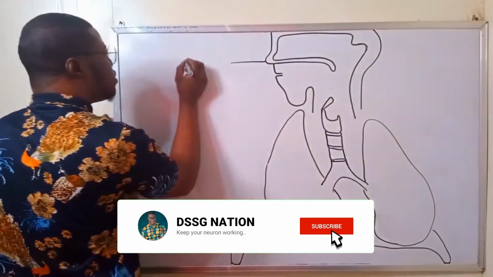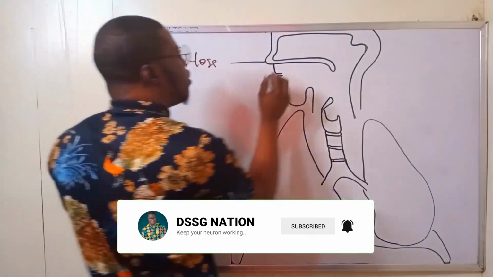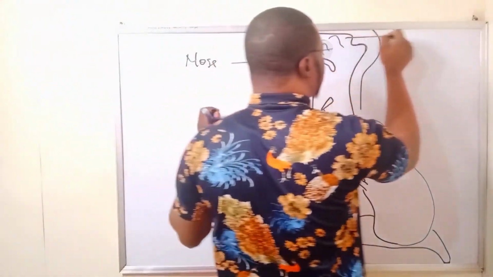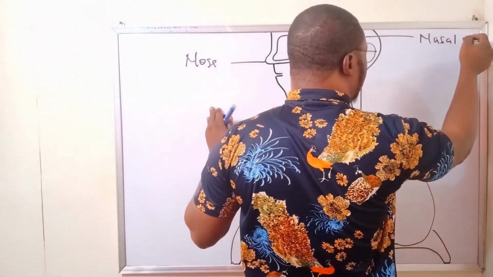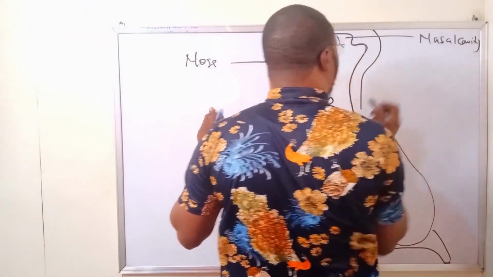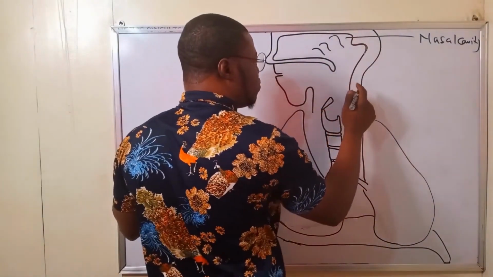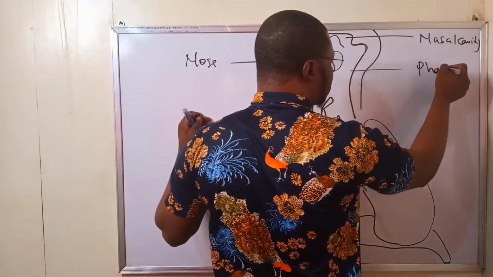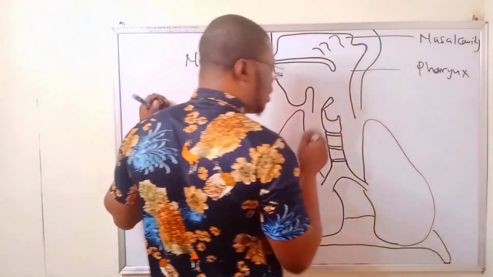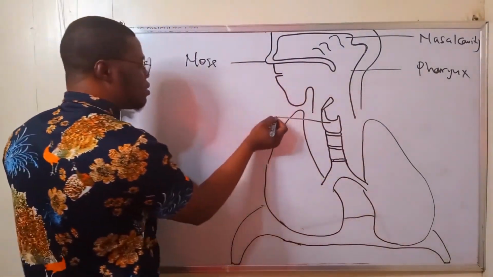We know that this is the nose. And then this is the nasal cavity. And after that, the two right here is the what? Is the pharynx. And now this structure right here is the larynx.